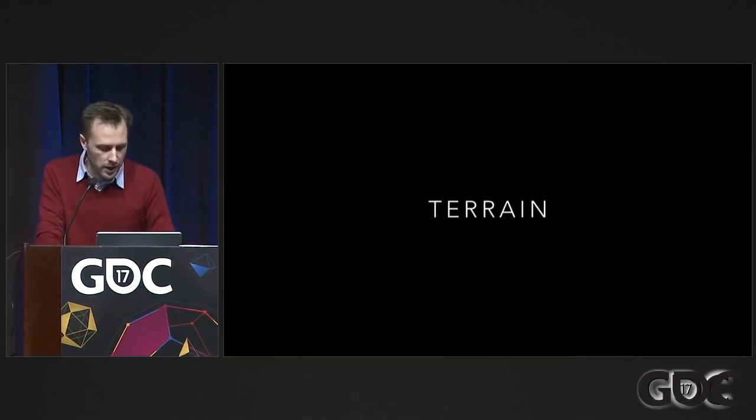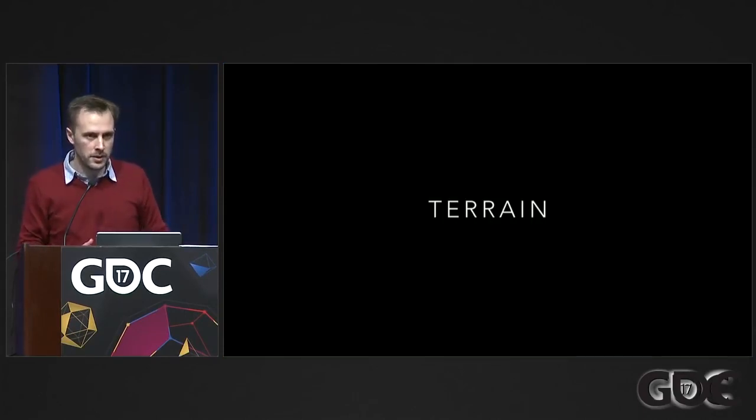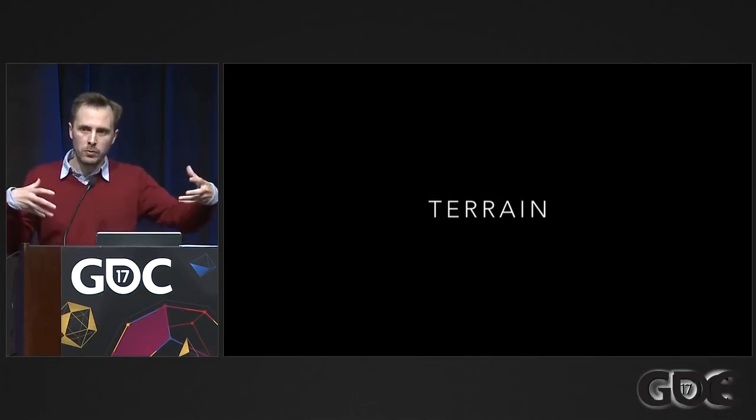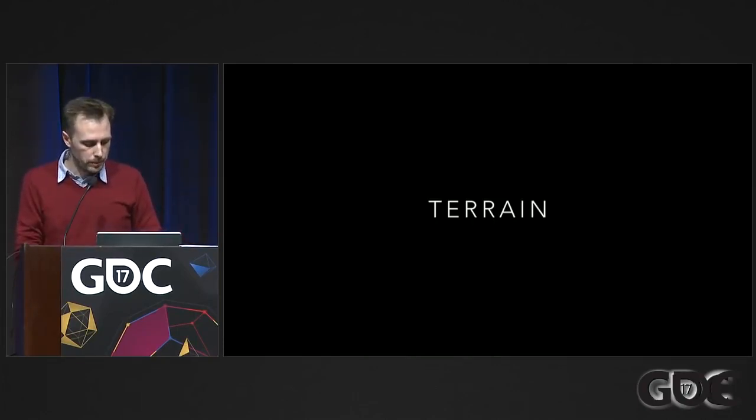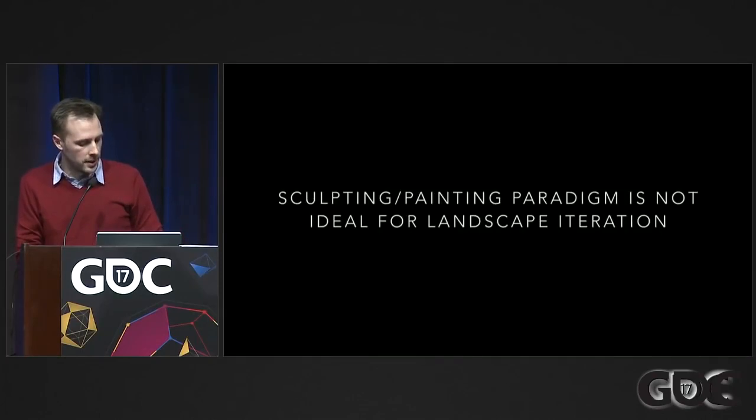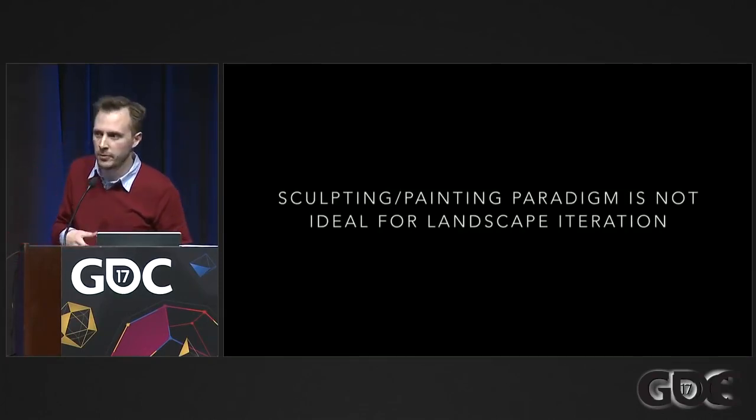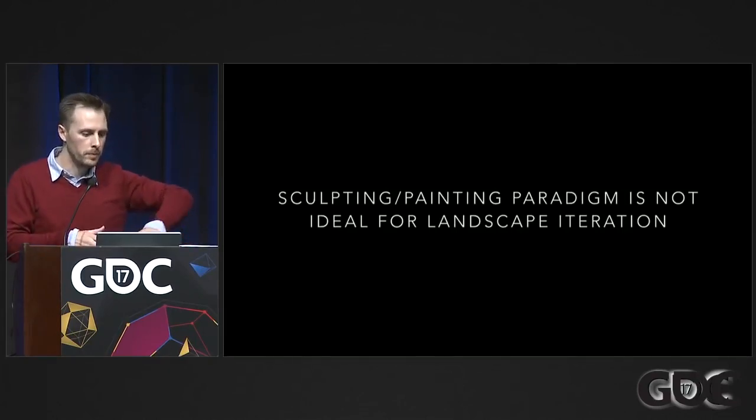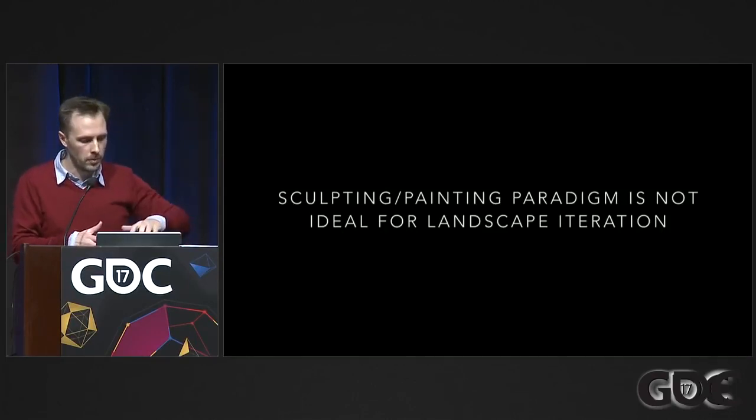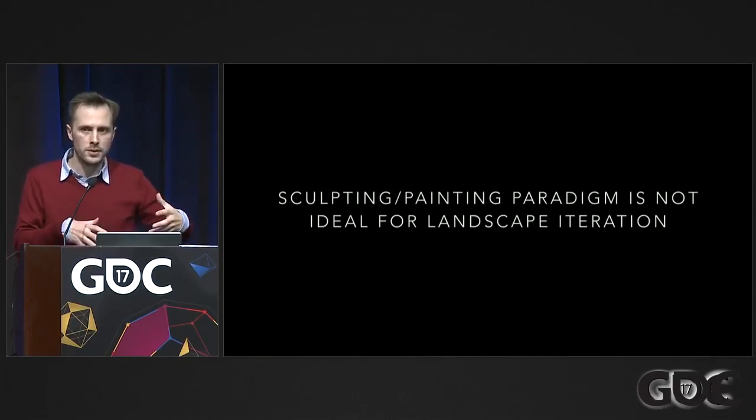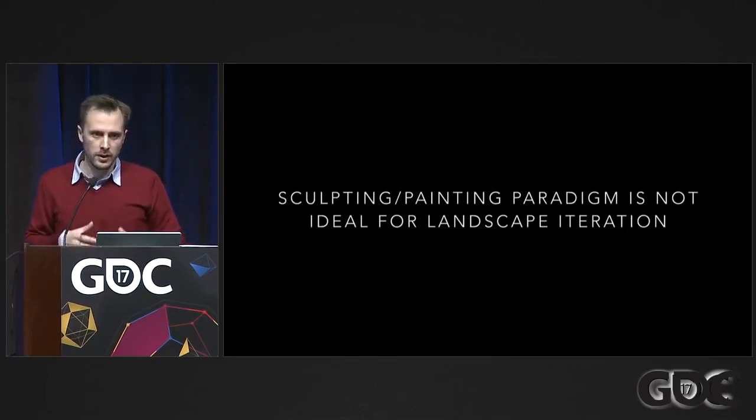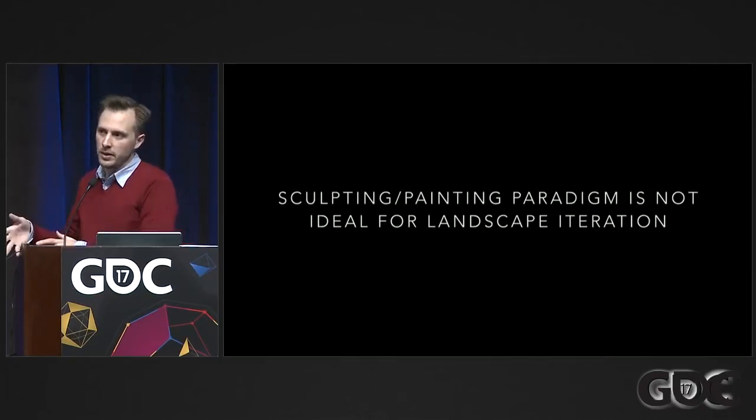Next thing up was terrain, and we really didn't know what the design of the game was as we were making it, and we had to figure out how big these levels were. What I quickly learned was that the sculpting and painting paradigm for authoring landscapes is not really ideal for iteration. If you paint a landscape to make it higher or lower, say you make a mountain and then you realize the mountain's too big or too small or needs to rotate or translate in the world, that's really hard because you have to erase it and repaint it somewhere else.